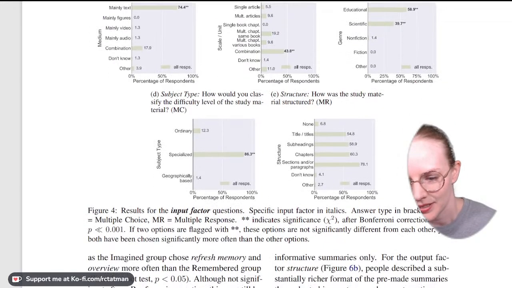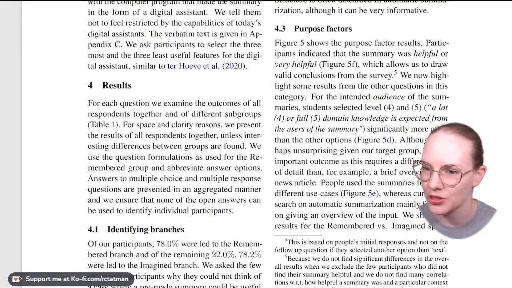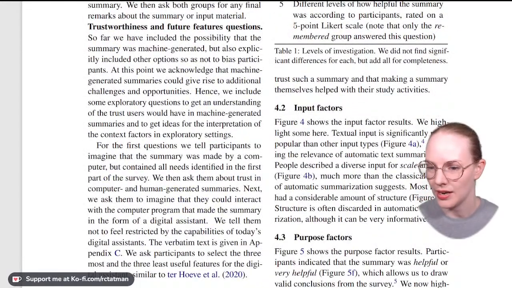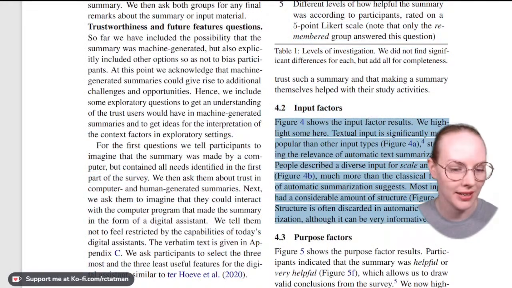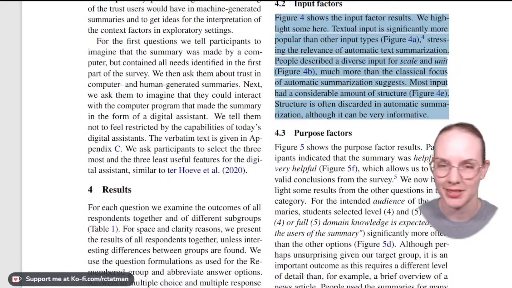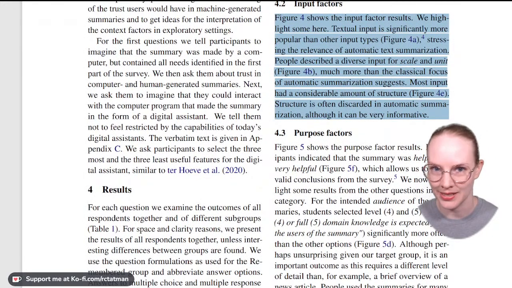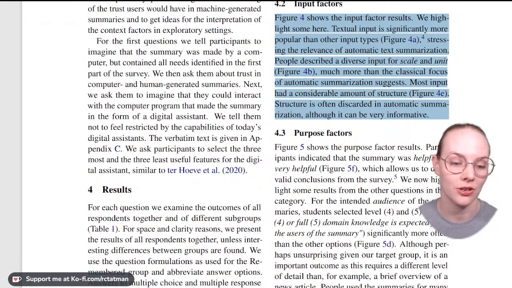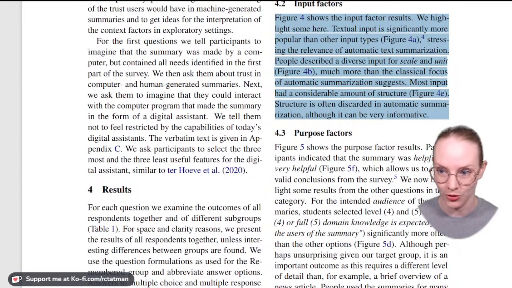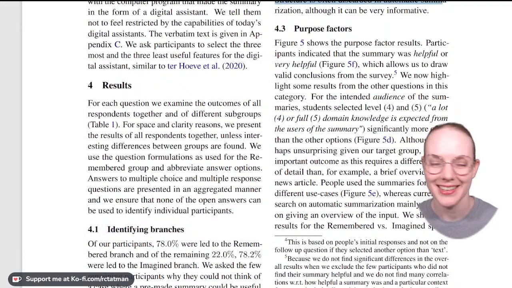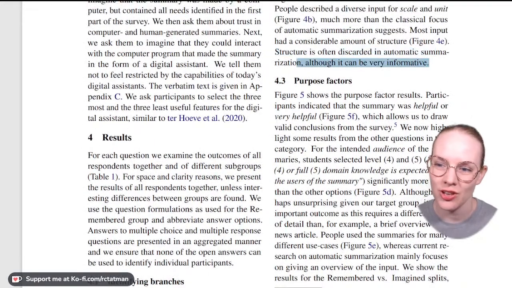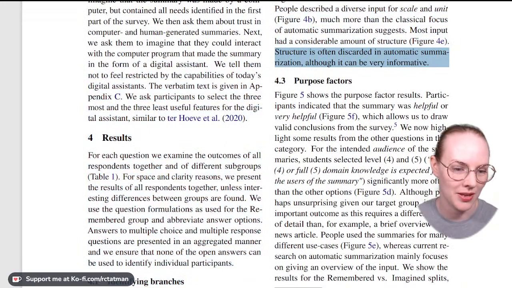So let's go back up to where they are talking about it. Yeah, so basically what they're saying is like, hey, we're assuming completely unstructured input from a single short document that we're trying to make even shorter, and turns out that's not actually the needs of students. They are doing other things than what people generally do. Also, yes. Oh, sorry, I'm slightly off screen there. Structure is often discarded in automatic summarization, although it can be very informative.